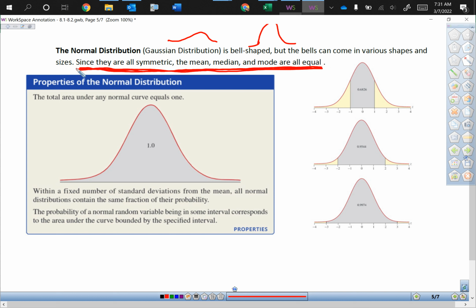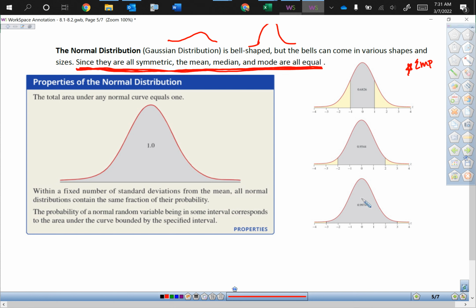So let's talk about properties of the normal distribution. The total area under any normal curve has to equal 1, just like probability. Within a fixed number of standard deviations from the mean, all normal distributions contain the same fraction of their probability, and the probability of a normal random variable being in some interval corresponds to the area under the curve bounded by specified intervals. Over here we have these 3 intervals, and these are just like the empirical rule where it was 68, 95, and 99.7. However, it's just more specific. You'll notice that it's not just 68, it's 0.6826. And here it's not just 95, it's 0.9544. So it's just a little bit more specific.